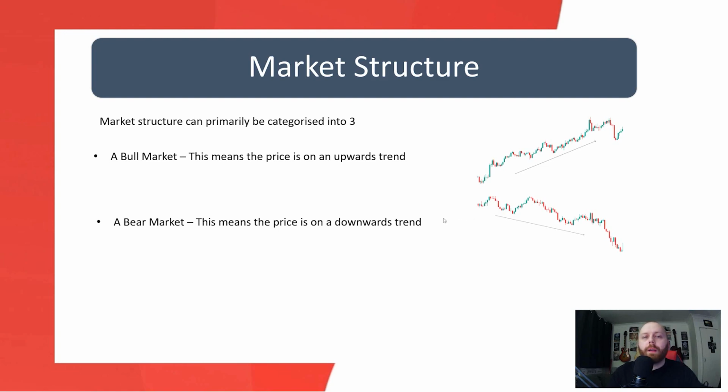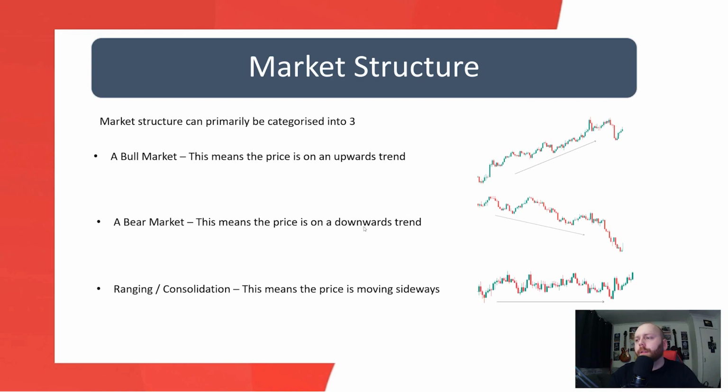Then we do have a certain price movement in the markets where price doesn't really know what it's doing, whether it wants to go upwards or downwards. We usually call this a ranging market or consolidation. This just means the price is moving sideways. And how do we know it's consolidating or ranging? It's because it's not creating higher highs and higher lows. It's reaching the same lows and the same highs before continuing in a sideways market.